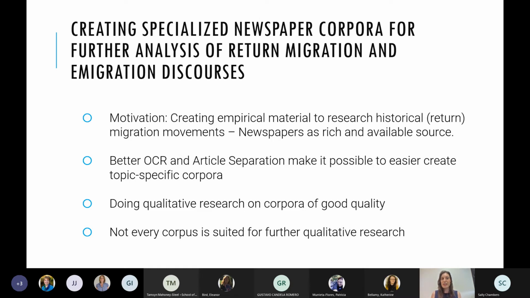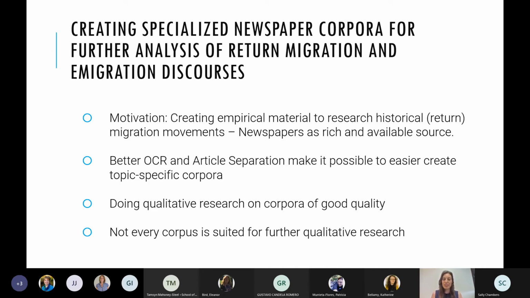And in recent years, we could see that there was a good development towards better OCR and also article separation, which even made it possible to extract specific articles from historical newspapers. Because especially when you do qualitative research on newspapers, you need the articles. You do not need the full issue. You also do not need the full page. I mean, you need it for context, but you also want to extract one specific article to build your corpus.